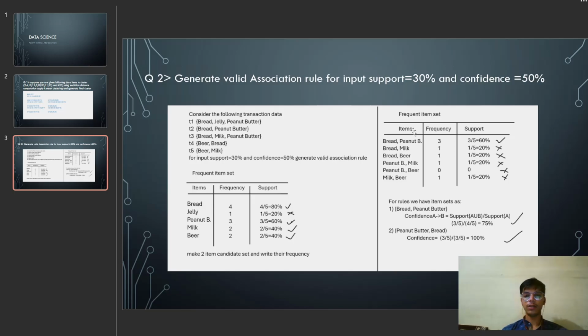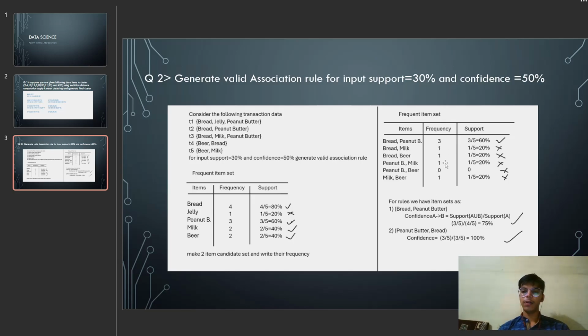So now we are going to make 2 item candidates, where the items are bread peanut butter, bread milk, bread beer, peanut butter milk, peanut butter beer, and milk beer. So now we will simply check their frequency. The frequency of bread peanut butter is 3. That means it has come 3 times in all these transactions. Here you can see bread and peanut butter 1, bread peanut butter 2, bread peanut butter 3. So that's how we have calculated the frequency. Now we will calculate the frequency of other items as well using this procedure.